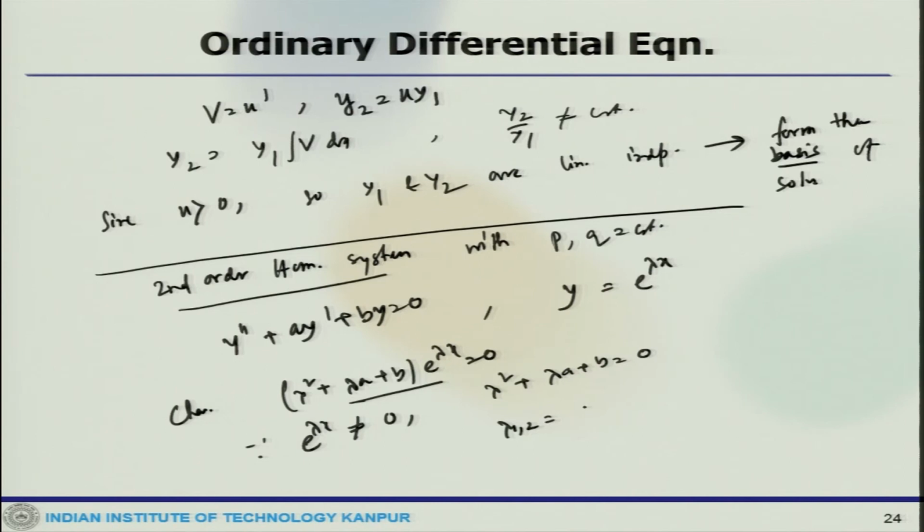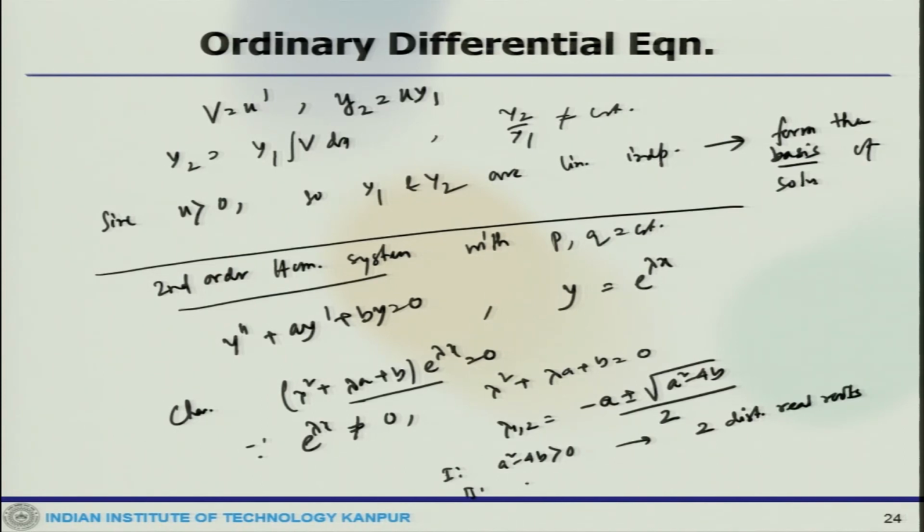So, we can find lambda 1 and 2 as minus a plus minus square root of a square minus 4b, divided by 2. Now, lambda is decided by the discriminant a square minus 4b. We can have a situation where a square minus 4b is greater than 0, then we will get two distinct real roots. Case 2, where this could be 0, then we get one real root. Or third, which is possible, a square minus 4b is less than 0, then we will get complex conjugate roots.